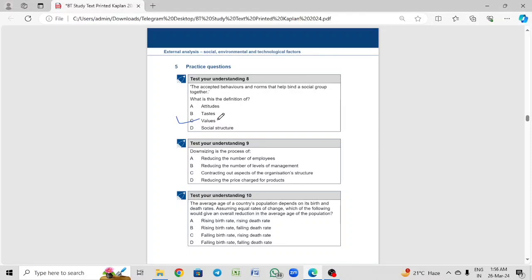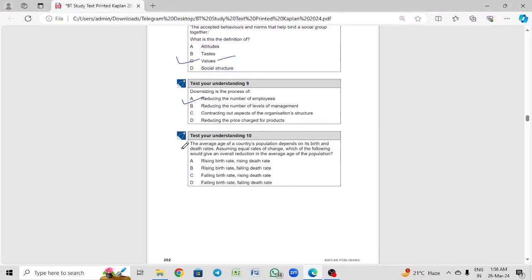Downsizing is the process of reducing the number of employees, reducing the number of levels, contracting the out aspects of organization structure or reducing the prices. So it is A, reducing the number of employees. Reducing the number of levels of management is delayering. This is outsourcing.